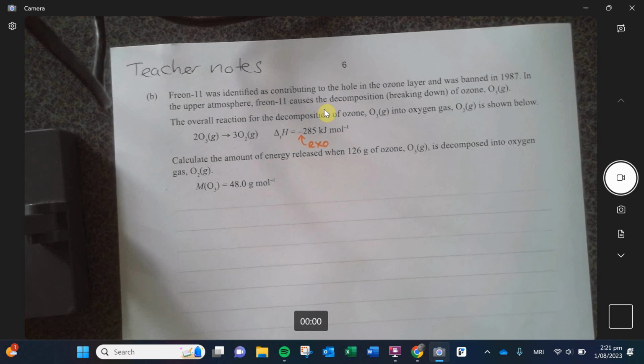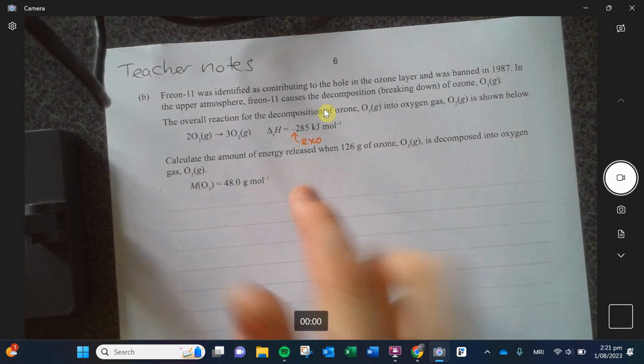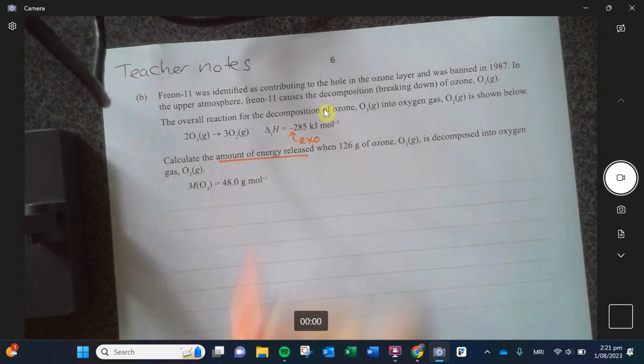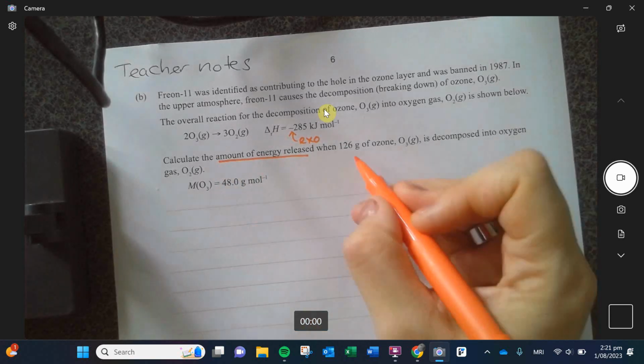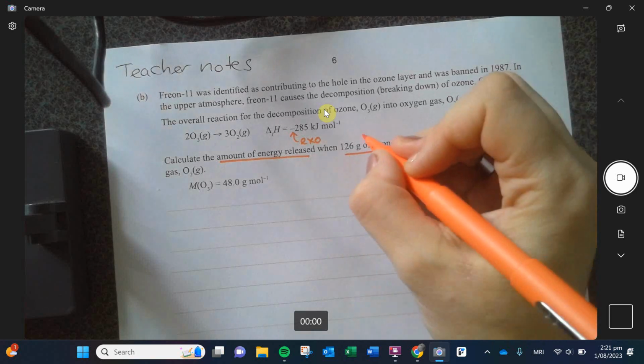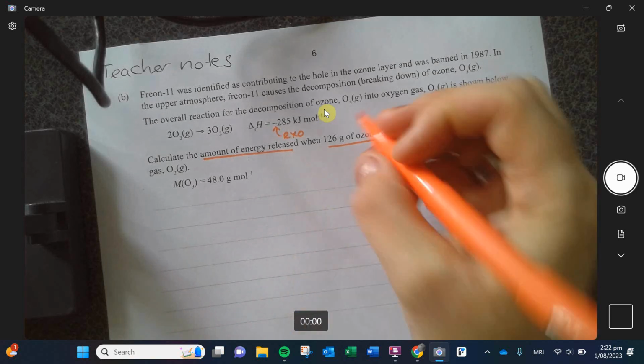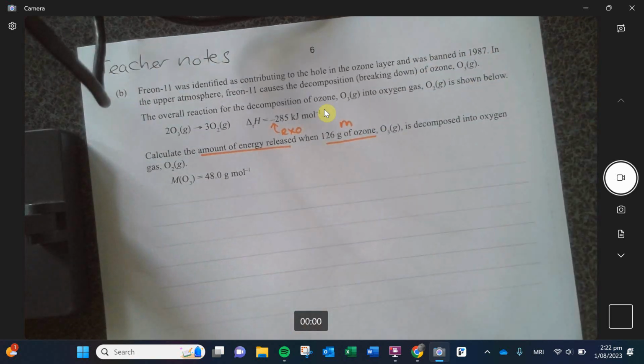Now, what they want us to do is to calculate the amount of energy released. So we're calculating the energy released when you have 126 grams of ozone. Whenever I am looking at questions like this that require mathematical calculations and it's word-based, I like to annotate the question. Really useful if you're taking physics to do this. So this here is talking about mass, so I'm going to write a little m there so I remember that that's the mass.